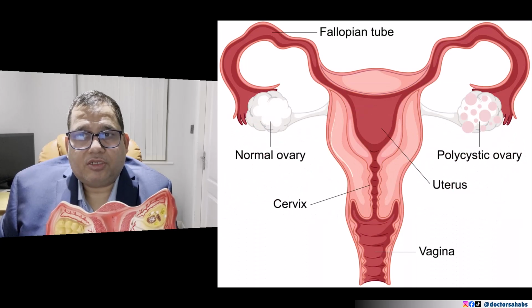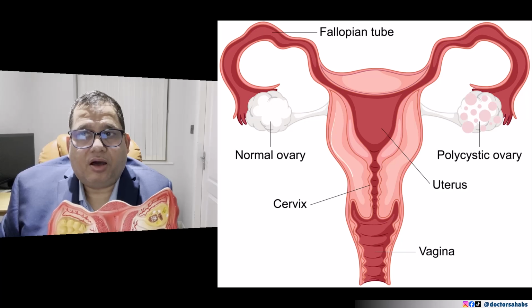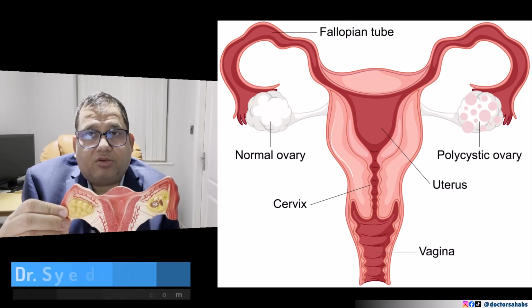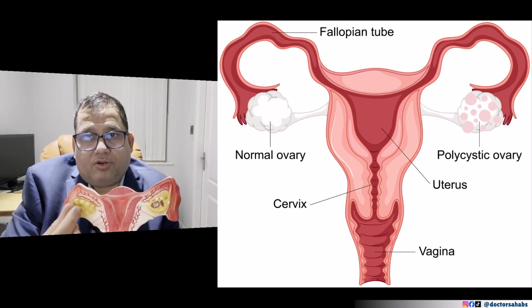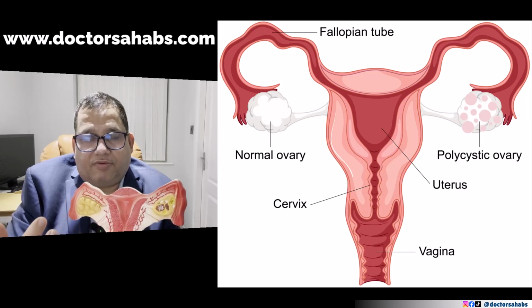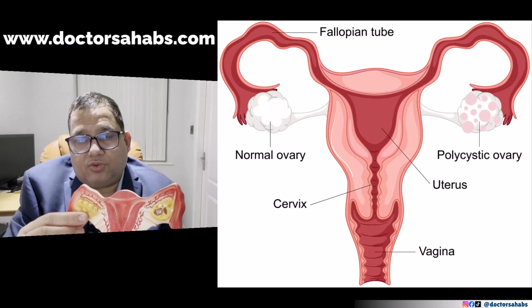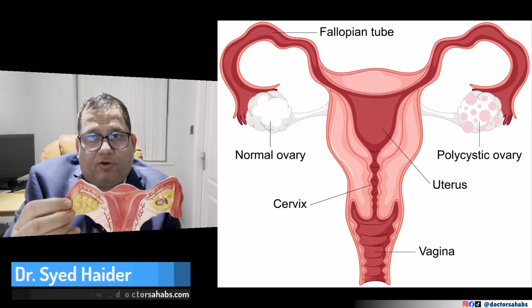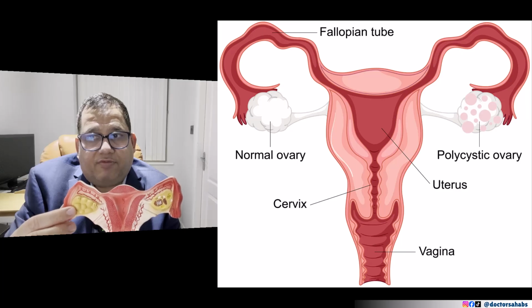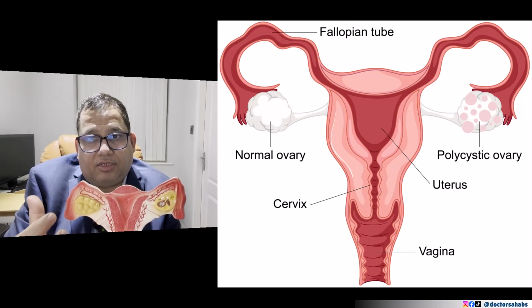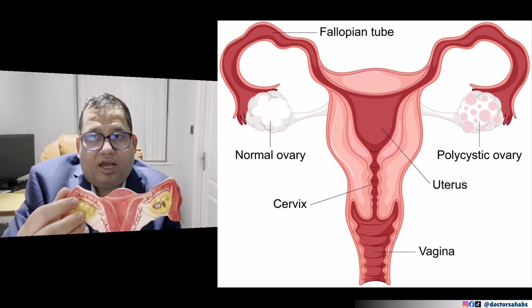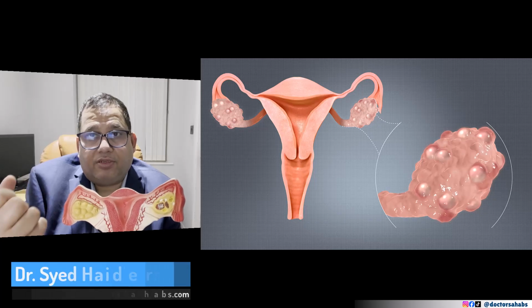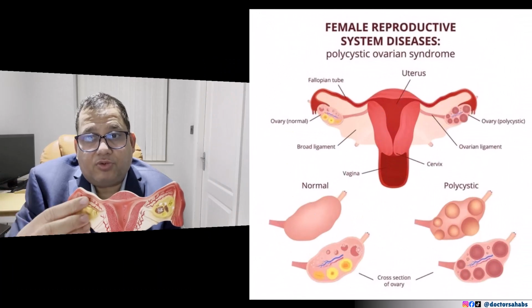So polycystic ovaries contain a large number of harmless follicles, and the size of the follicles is about 7 to 8 mm, and the follicles are basically underdeveloped sacs in which the egg can develop, but the sacs are often unable to release the egg, because the sacs are filled with the cyst and the fluid. They are unable to release the egg.